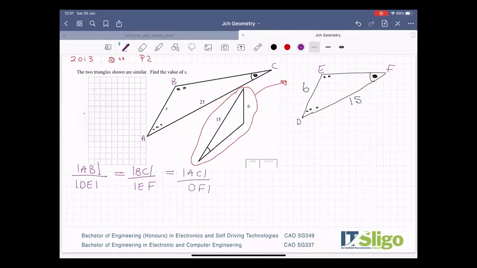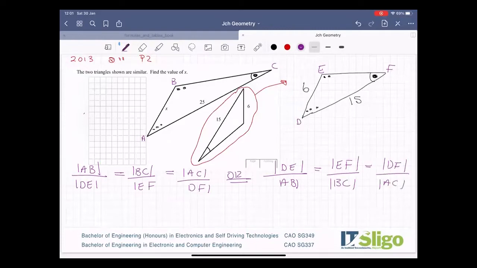Okay, that's what it means by their sides are in proportion. You take the side of one triangle over the matching side of the other triangle, and so on all the way across. Or I could have written it as this triangle on top, so DE over AB being equal to EF over BC being equal to DF over AC.